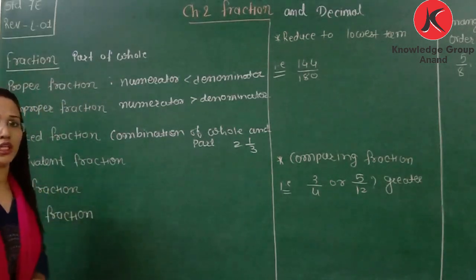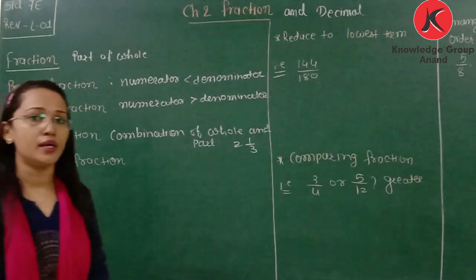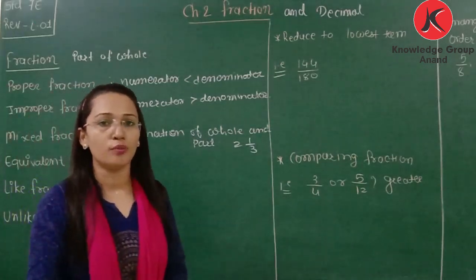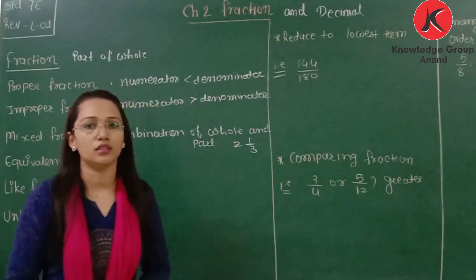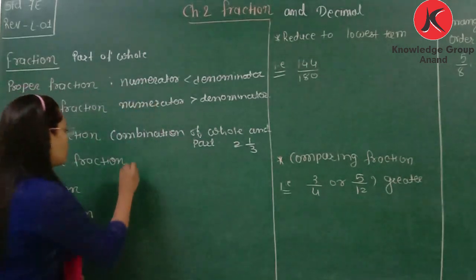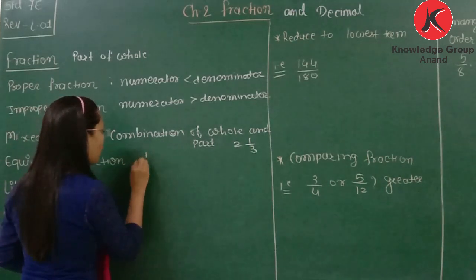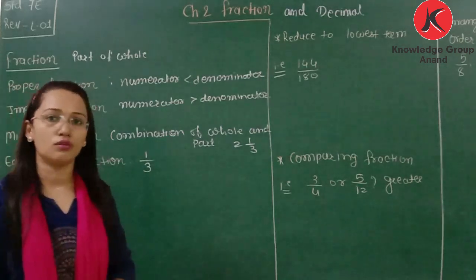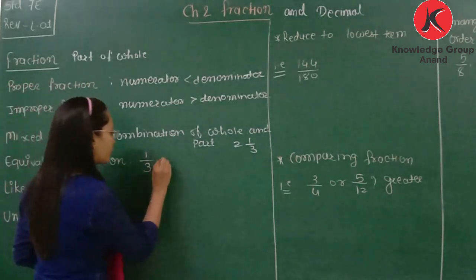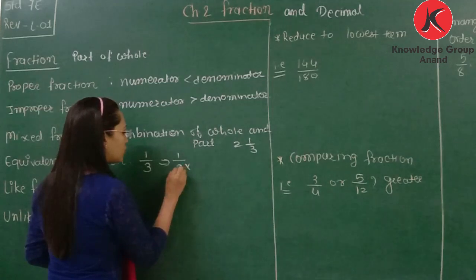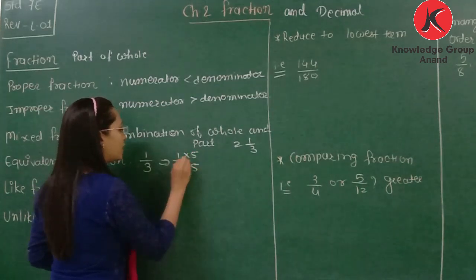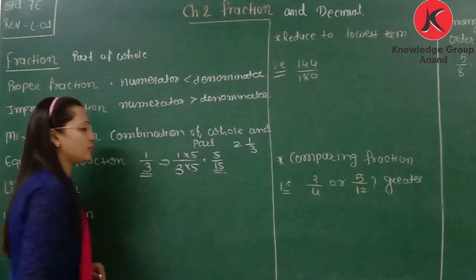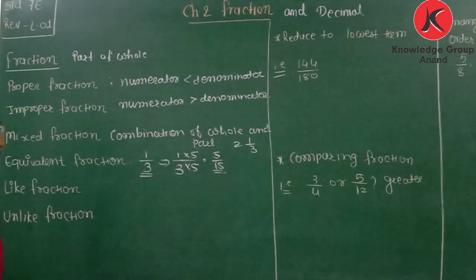Then we learn about the equivalent fraction. If we multiply any fraction with the same non-zero number in the numerator and denominator, then we get an equivalent fraction of that. For example, we have 1 by 3 and we multiply it with a non-zero number in the numerator and denominator. So 1 by 3 is multiplied with 5, and we get 5 by 15. So 1 by 3 and 5 by 15 are called equivalent fractions.